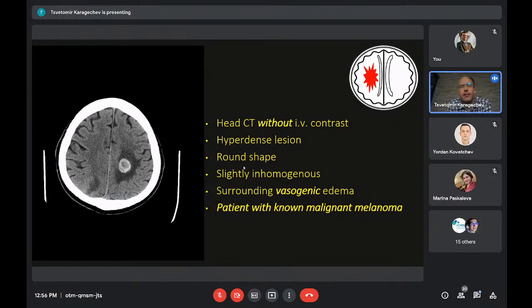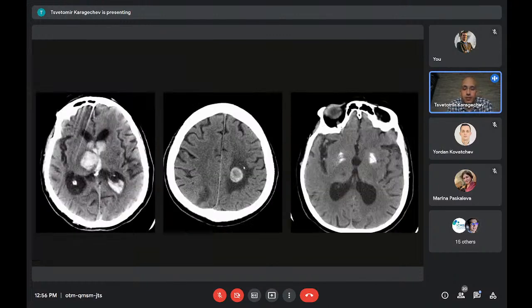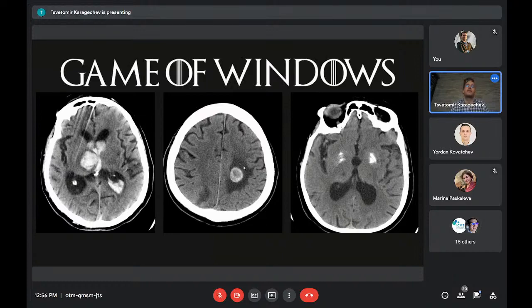lesion. In the brain parenchyma, this can be due either to hemorrhage, so the metastasis had bled into itself, or it can just be due to the high melanin content of the lesion. So after these short minutes, what you said here is really important. I think we really should remember this.